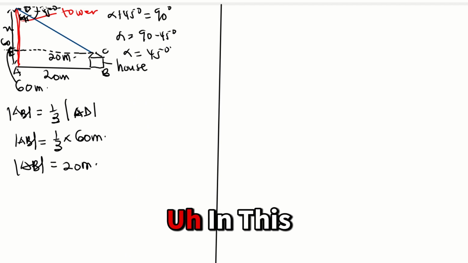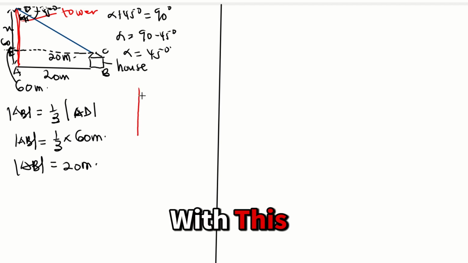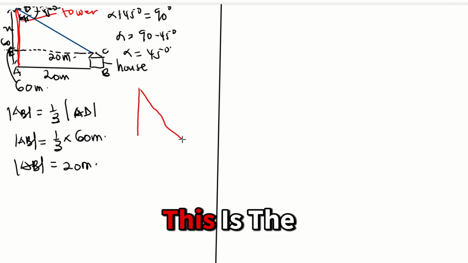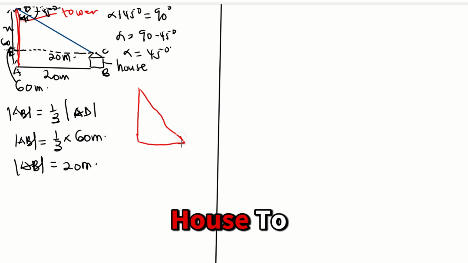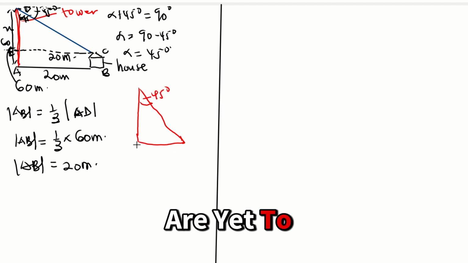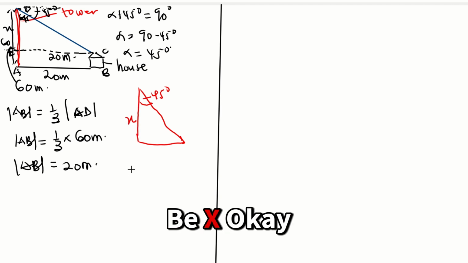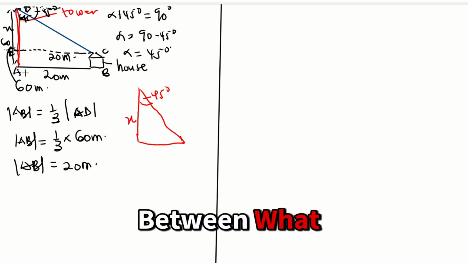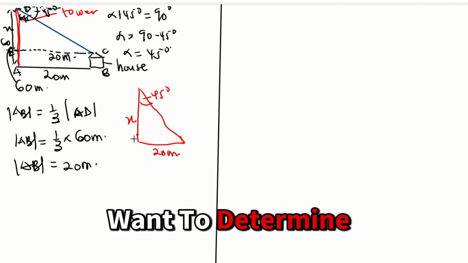Let's visualize this in this color. So we are now left with this. First, this is the top of the house, and then the distance from the house to the tower. This is our tower, and here is 45 degrees. But we are yet to determine this specific height, which we name here to be X. The distance between the house and the tower is 20 meters. So now we want to determine this X.